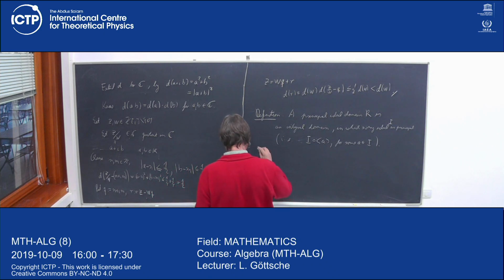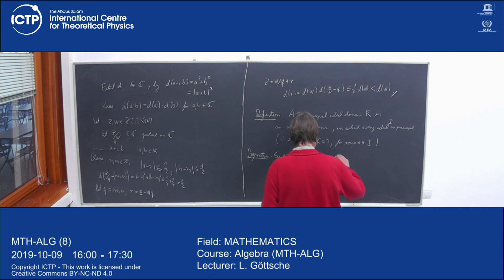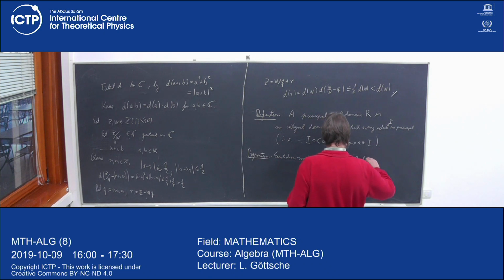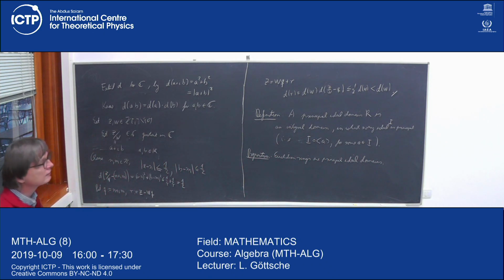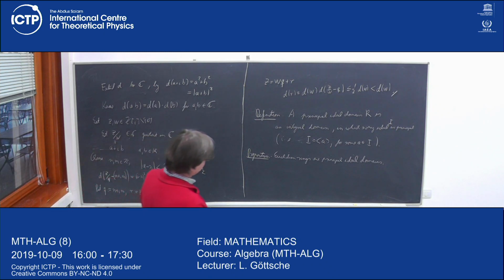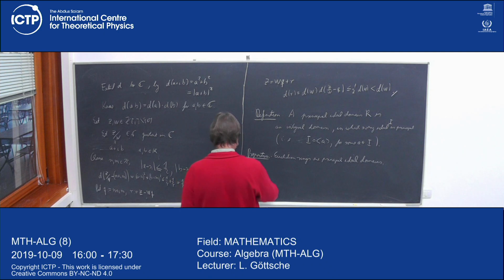And the first result is that Euclidean rings are principal ideal domains. So that's quite simple. Basically, you somehow, in a suitable sense, have to find the smallest element in a ring and let it generate. So you take the element with the smallest d of A to be the generator. So let's see.